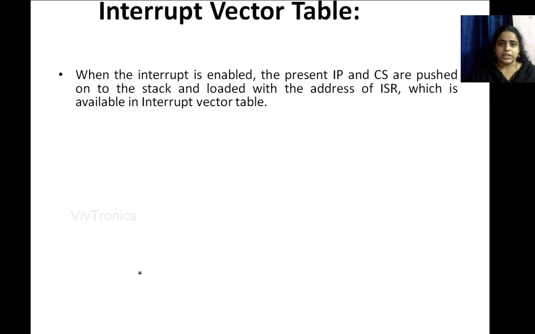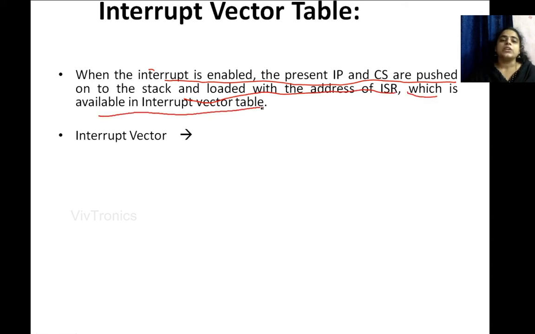Now the interrupt vector table. Whenever an interrupt is enabled, the present instruction pointer and code segment are pushed onto the stack and loaded with the address of the interrupt service routine, which is available in the interrupt vector table.